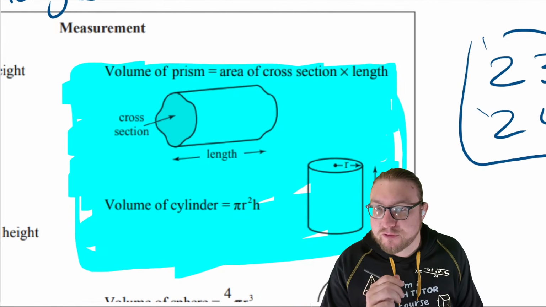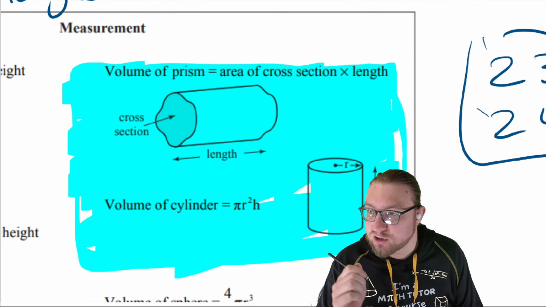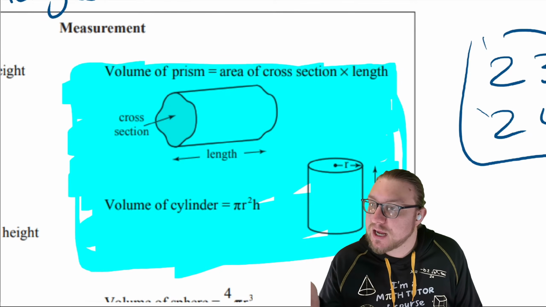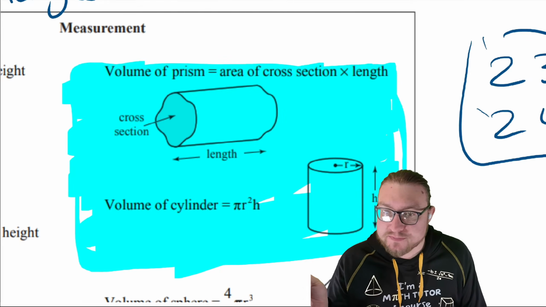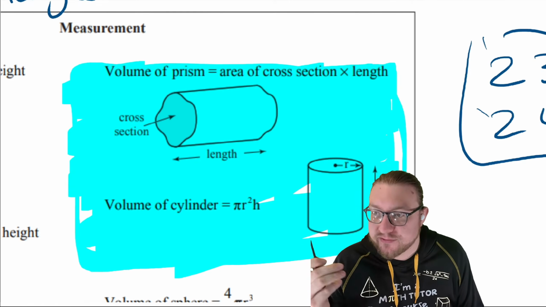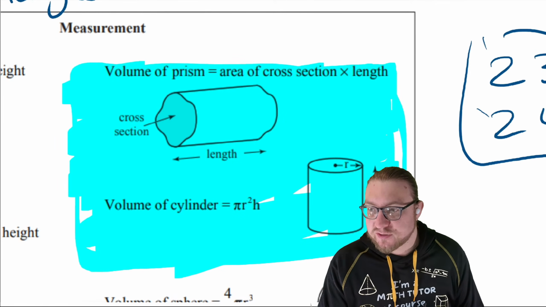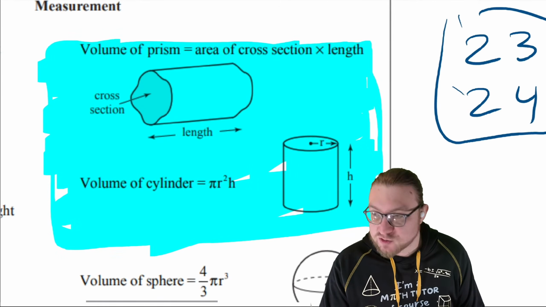Yeah, the volume for a prism is the area of the cross section, or the area of the base, times the length of the prism, or the height of the prism, however you like it. Okay, and in that sense, of course, the cylinder is a prism as well, with the base area just being a circle.